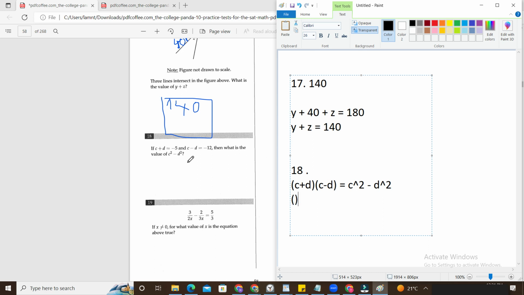c plus d is minus 5, and c minus d is minus 12, right? So that's equal to c squared minus d squared, which is 60. So the answer is 60.